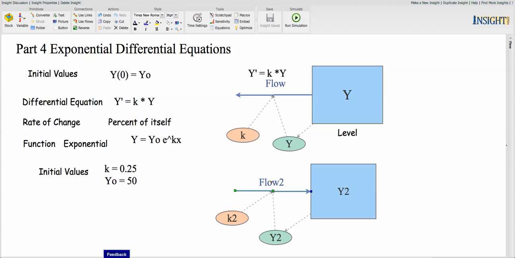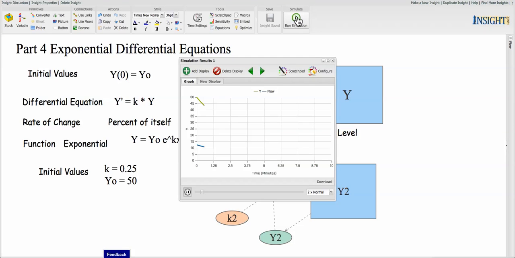So what we want to do is take a moment to predict what you think the graph is going to look like with an exponential differential equation. So we've got two graphs, and we're going to show you these. I'll make these bigger.